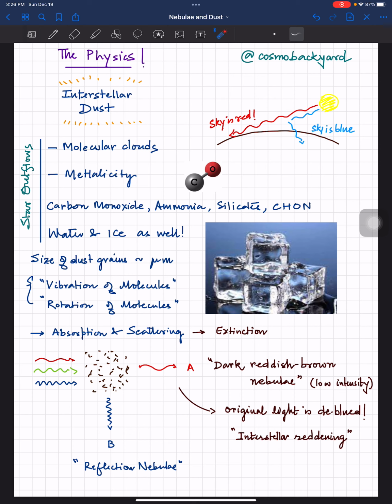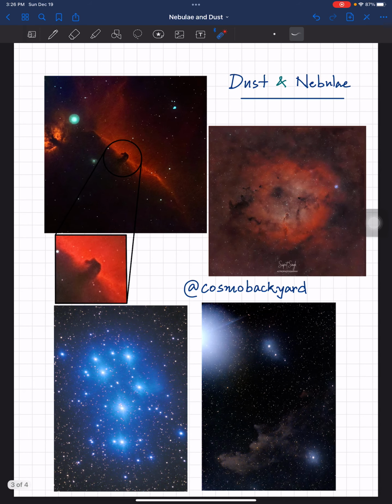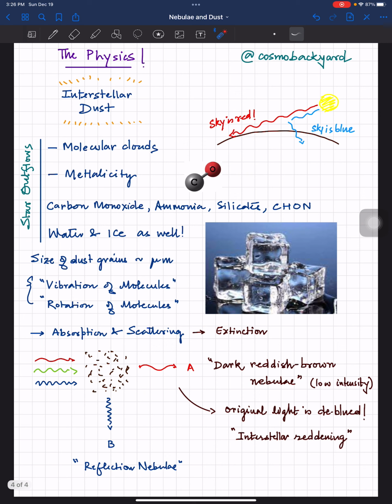Now, what really happens when light from bright nearby stars, for instance, here you see lots of blue stars in the Pleiades, they're hot stars, and then there's Rigel in Orion over here. What really happens when light goes through these dust grains?